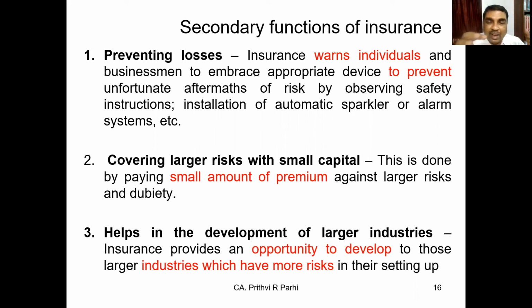And with the help of insurance, bigger risks are covered with a small investment, because the premium is always less. Why is the premium less? Because the risk is spread over a larger group. So even if the possibility of the loss is bigger, the insurance premium amount is smaller. It helps the development of larger industries. There are many businesses where risk is high. Insurance gives them the opportunity to enter into those ventures and cover that risk with insurance policies. When insurance policies are there, they feel protected because the risk is covered.